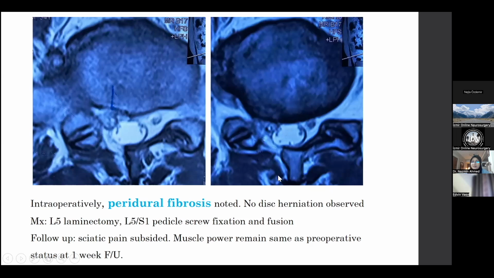So what is that mass? We went for L5 laminectomy and classical pedicle screw and rod fixation of L5S1 to decompress the nerve root, and intraoperatively it was evident that there was peridural fibrosis. We were able to remove the scar tissue. This patient underwent operation on 6th March of this month, and the sciatic pain has subsided, but muscle power remains the same as the preoperative status at 1 week follow-up.